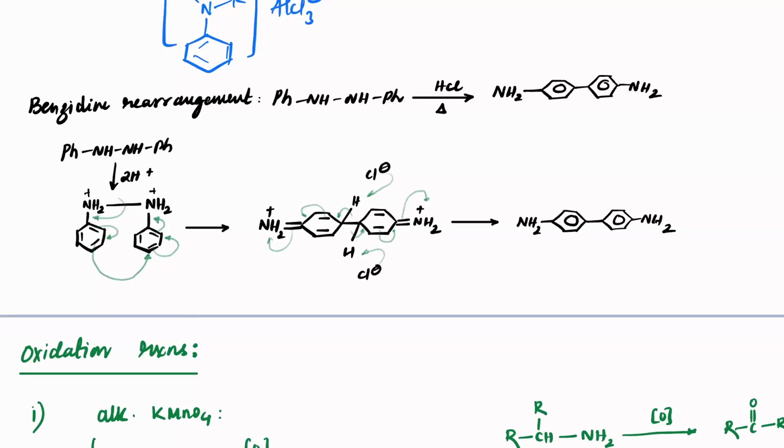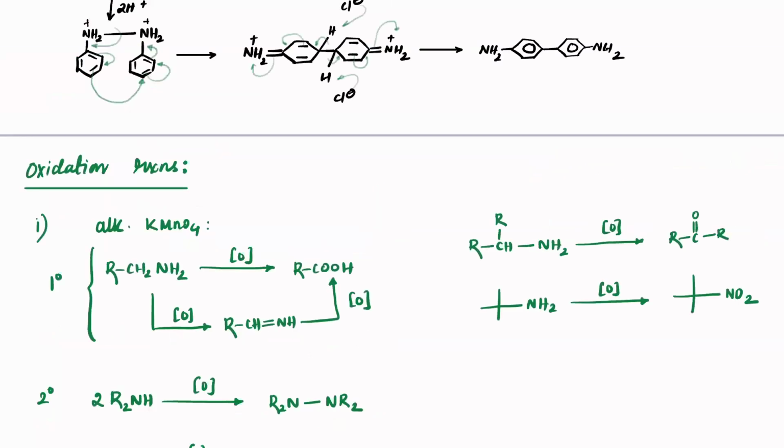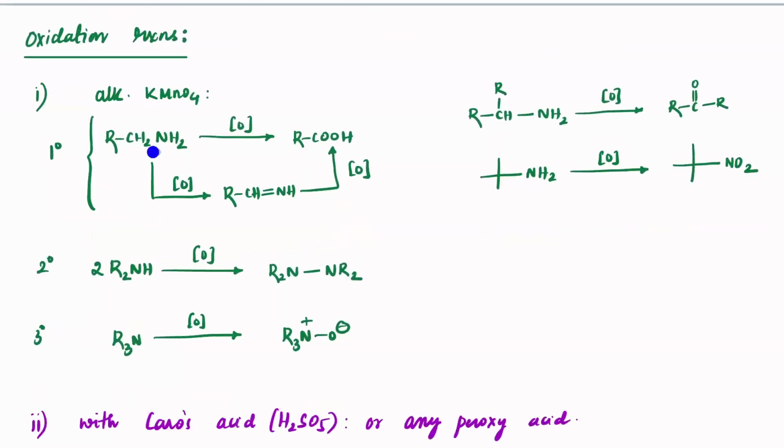Next, let's see some oxidation reactions. First, if you react a 1 degree amine with alkaline KMnO4, the first oxidation is towards imines. Imines will get hydrolyzed and oxidized to convert into carboxylic acids. So a 1 degree amine with alkaline KMnO4 gives you a carboxylic acid.